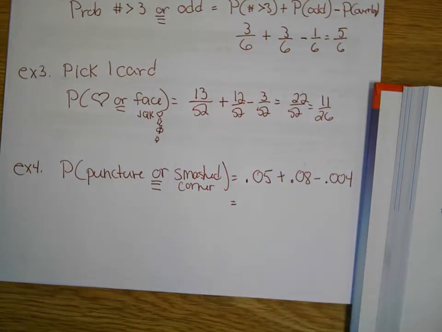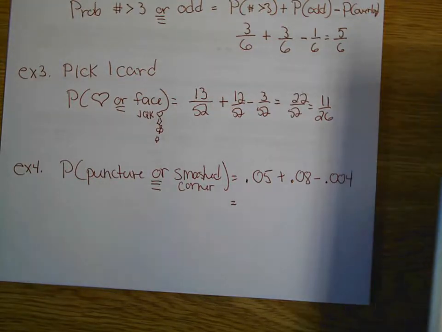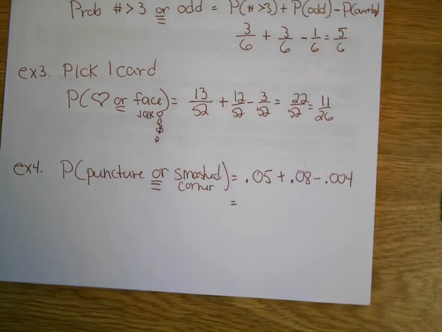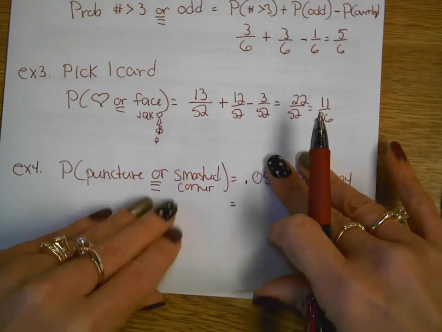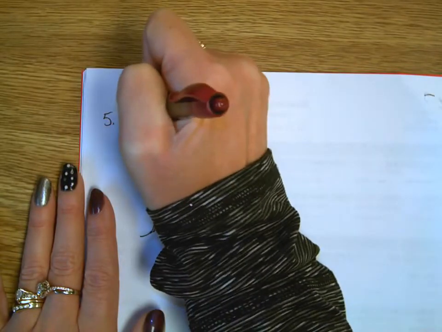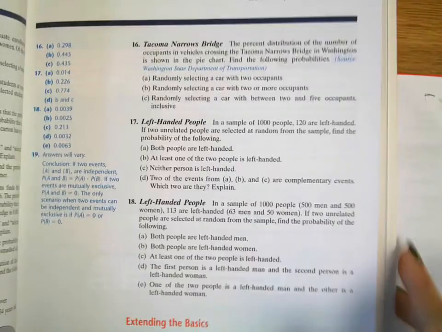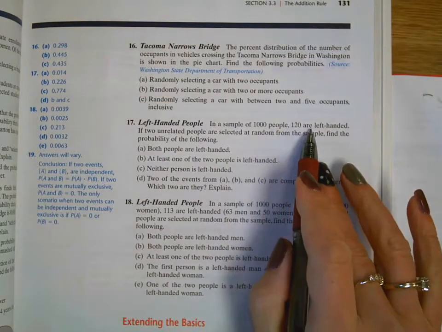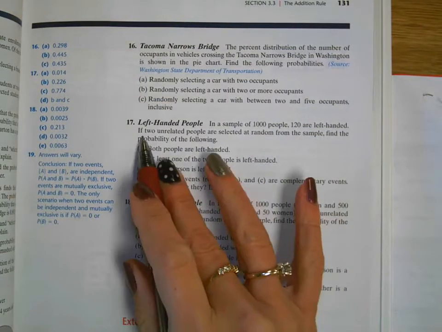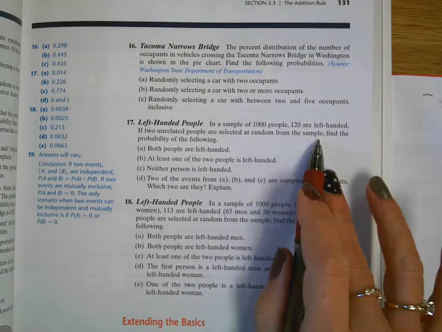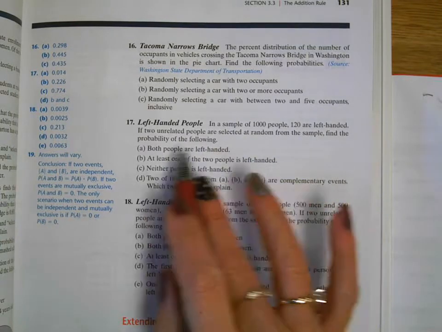Okay, that's that one. And then our last one is a throwback to section 3.2. You will find these in this section also. So number 5 is going to be number 17 from the book, which has 4 parts to it, but it says, in a sample of 1,000 people, 120 are left-handed. If 2 unrelated people are selected at random from the sample, find the probability of the following.